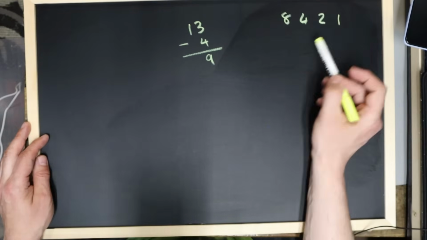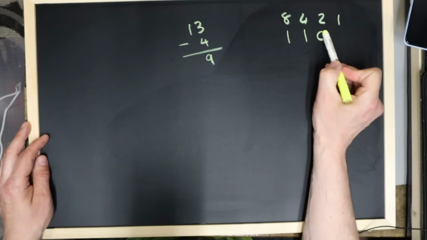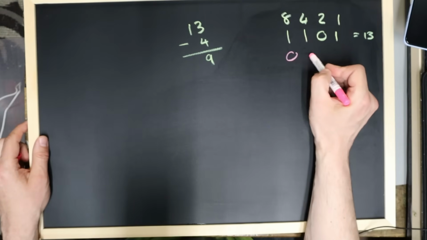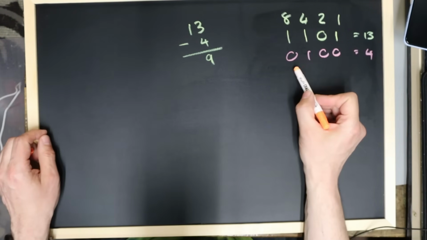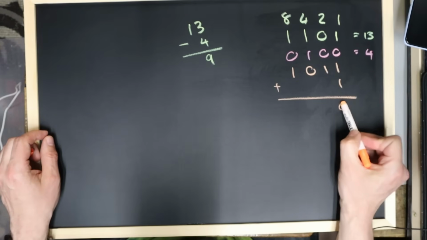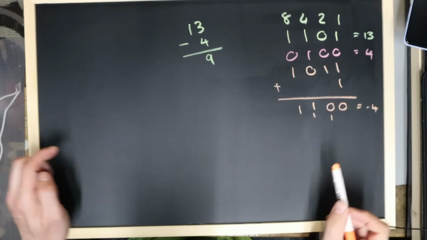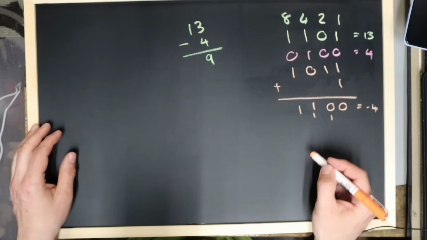So 13 is 8, 9, 10, 11, 12, 13. 4 is really easy. To turn that into -4, we have to flip all the bits and add 1. So 1 and 1 is 2, 1 and 1 is 2, that's a 1, and that's a 1. So that's -4. We can now subtract this from this by just doing basic addition.